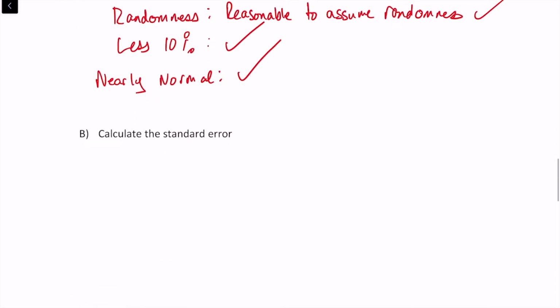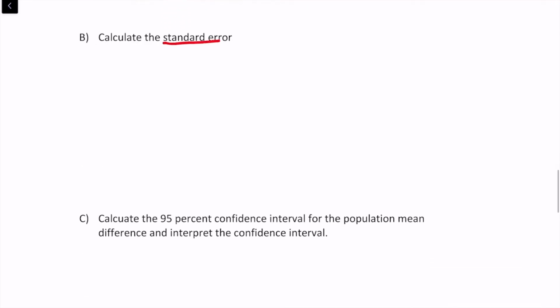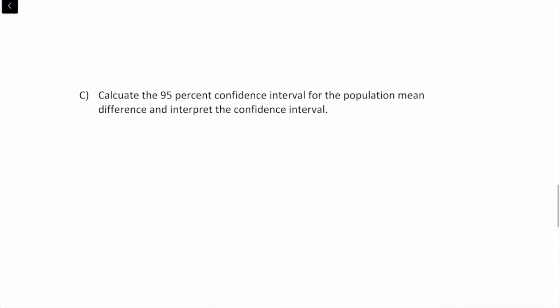All right, part B says calculate the standard error. Well, as I told you guys, we are not doing this by hand, so we're actually going to come back to this. We're going to fill this in when we do part C. Okay, so part C. Calculate the 95% confidence interval for the population mean difference and interpret the confidence interval.